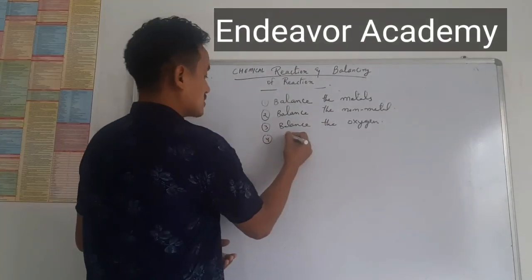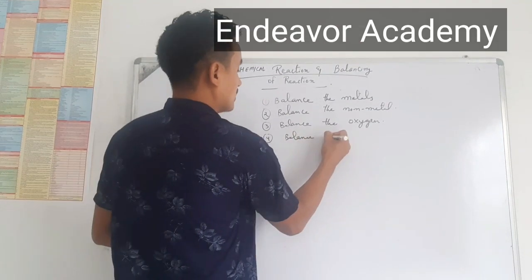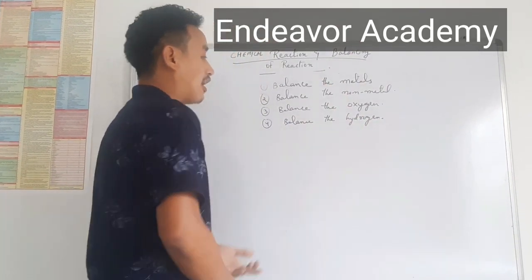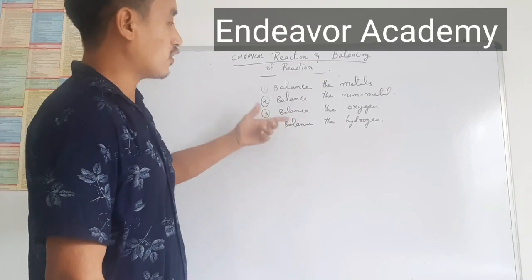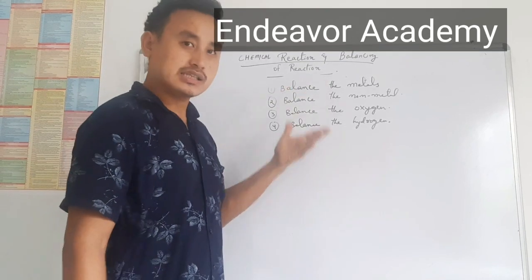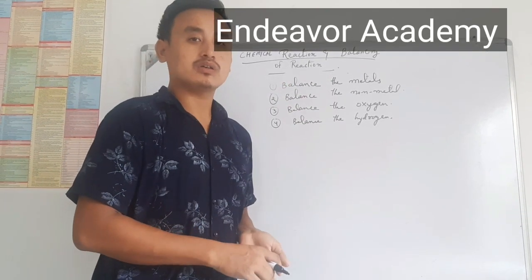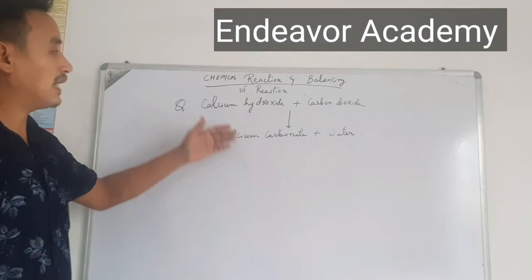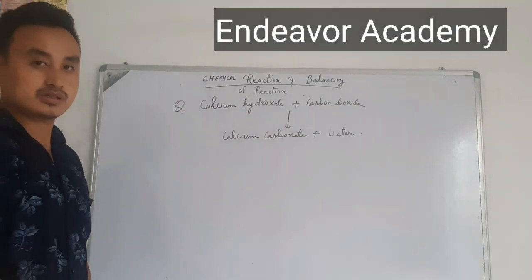And the fourth one is balance the hydrogen. Similarly, after balancing the hydrogen, check whether your oxygen or your metals or non-metals are balanced or not. By using this technique, you will be able to balance any chemical reaction. So let us look at some examples. We'll balance these particular problems.